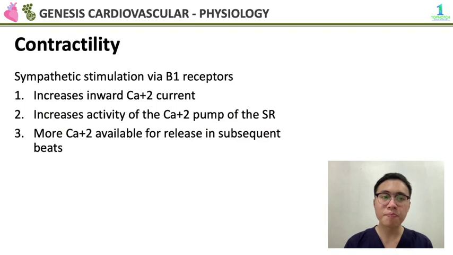Second factor that we've mentioned, sympathetic stimulation of the beta 1 receptors. So actually, pareho lang din to. No? So basically, stimulation of the beta 1 receptors will cause an increase in the inward calcium current. And you know what happens, diba? Whenever you have increase in inward calcium, there is more activity of the calcium pump of the sarcoplasmic reticulum, more calcium available in the cytoplasm to interact with the troponin C, leading to more contraction. Okay.